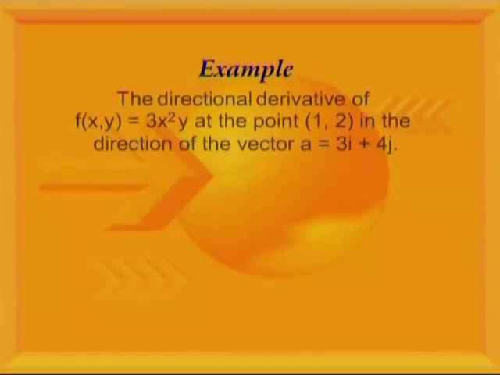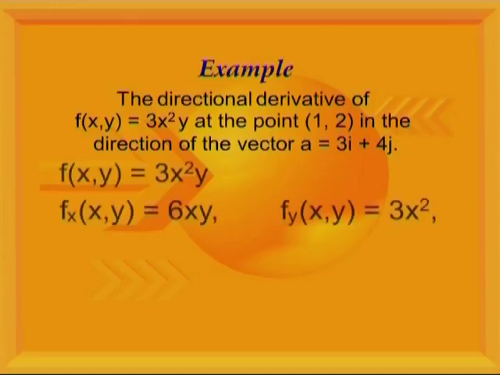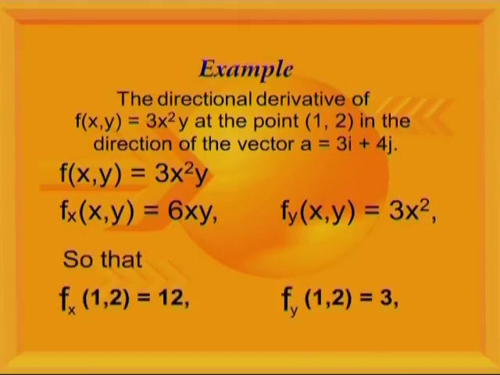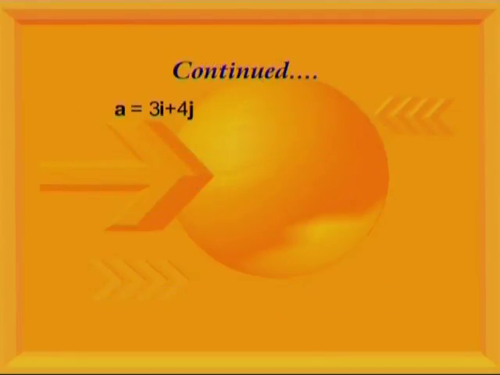Our function is f(x, y) equals 3x squared y, and we want to find the directional derivative of this function at the point (1, 2) in the direction of the vector a equals 3i plus 4j. Now we find the partial derivative of f with respect to x, which is equal to 6xy, and the partial derivative with respect to y, which is equal to 3x squared, so that their respective values are 12 and 3. The direction which we have is the vector a, 3i plus 4j.